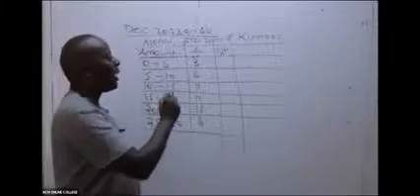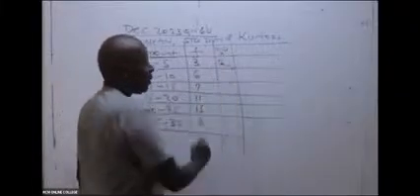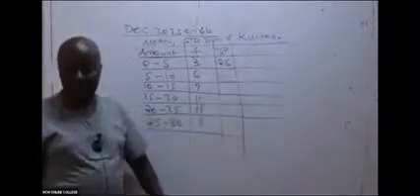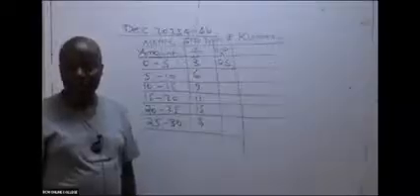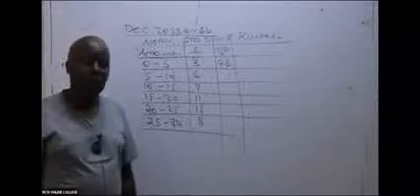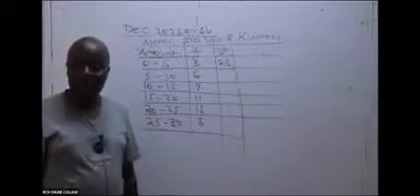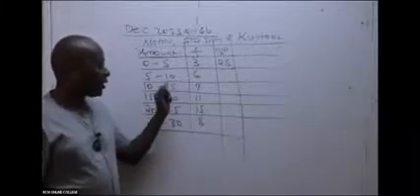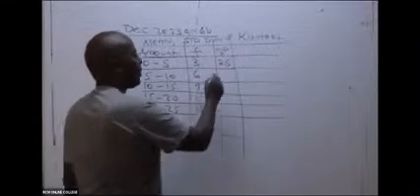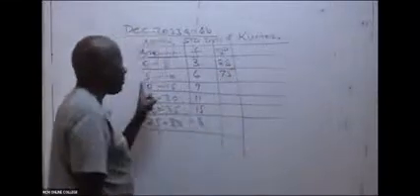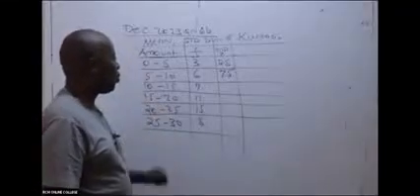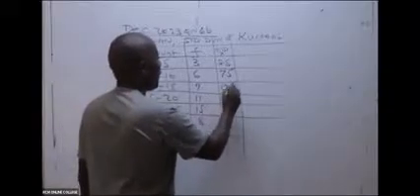Divide by 2, we have 2 point what here? Somebody give me answers, please. 2.5. Can somebody give me the midpoint for the second class? I know the answer, but I would want to involve you. Take 5 plus 10, 15. 15 divided by 2, I get 7.5. Thank you. And then 10 plus 15, numerator 25. So 25 divided by 2, that gives me 12.5.